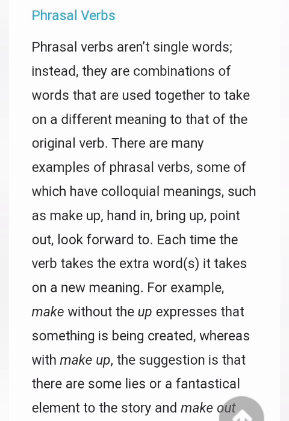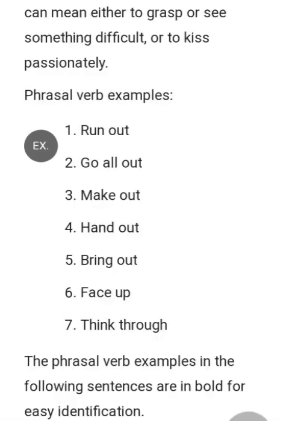For example, make without the up expresses that something is being created, whereas with make up the suggestion is that there are some lies or fantastical elements to a story, and make out can mean either to grasp or see something difficult, or to kiss passionately. Phrasal verb examples: run out, go all out, make out, hand out, bring out, face up, think through.